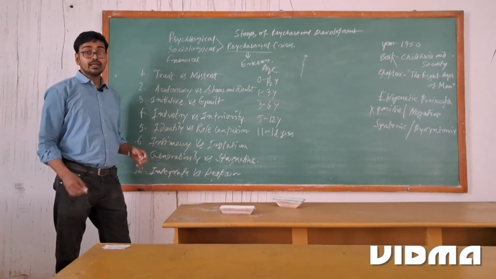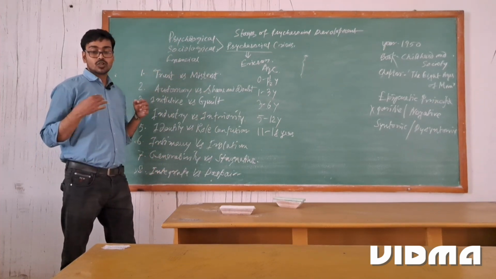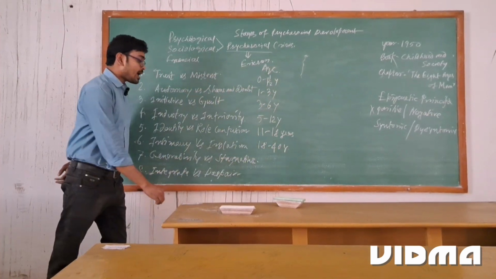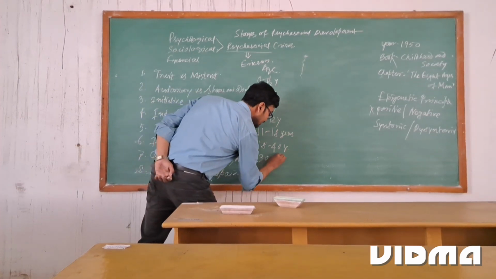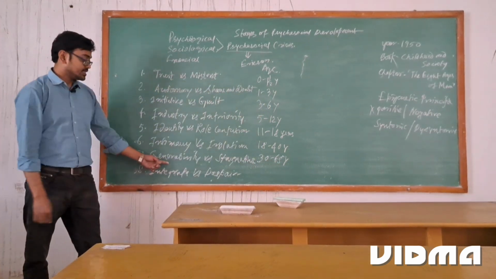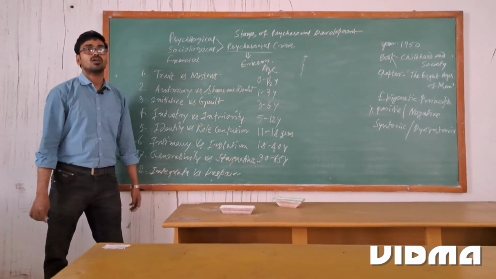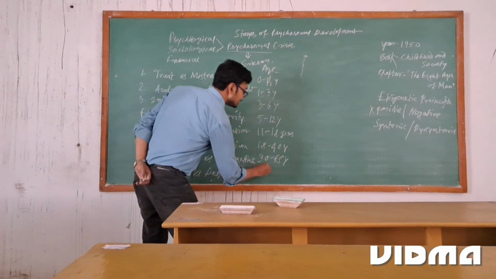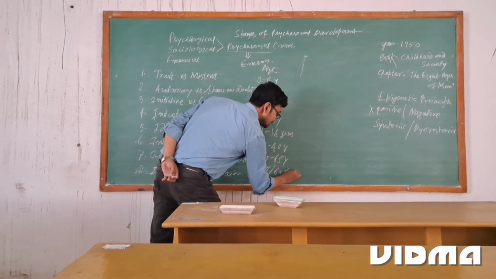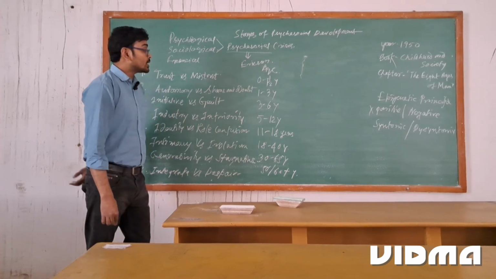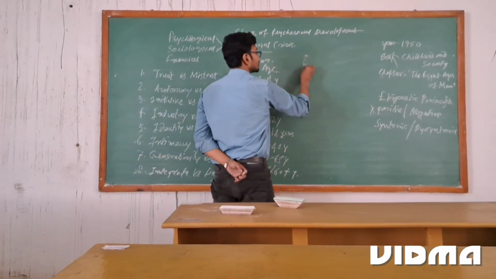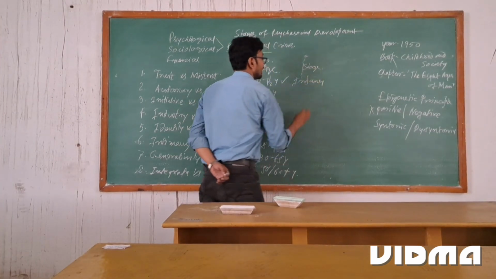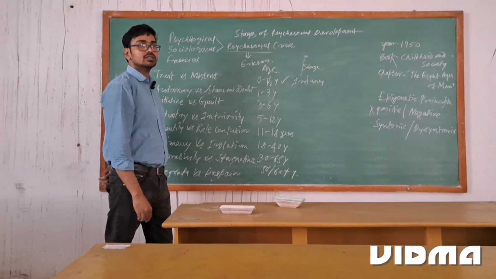At what age does intimacy versus isolation occur? At the age of 18 to 40 years. And at the age of 30 to 65 years, the generativity versus stagnation crisis appears, and integrity versus despair appears in old age, near about 50 to 60 plus years. And what is the name of the first stage? This stage is called infancy. At the infancy stage, this crisis occurs.